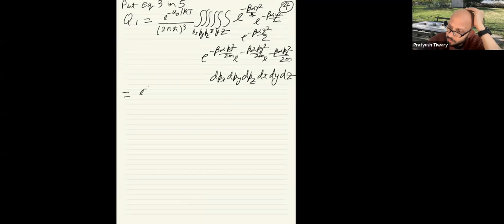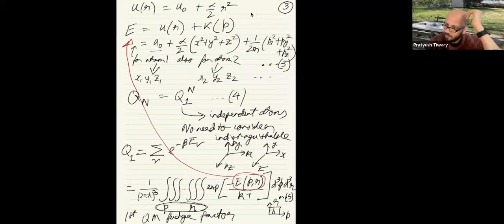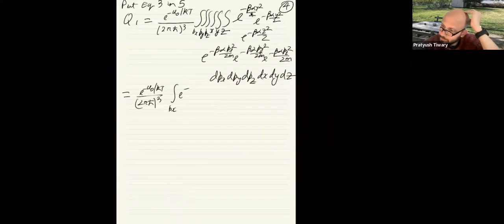This comes out to be e to the power minus u naught by kT, times (2 pi h cut) whole cube, times the integral of px e to the power... Would you have the alpha for the momentum terms? You wouldn't, right? It's only for the position terms. Oh, yeah. Good call. Okay. That's how it is. So I have an m for the momentum term and alpha for the position term.